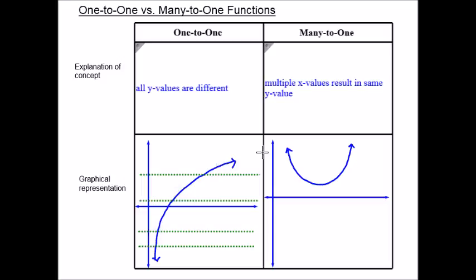If I move over to my second example, as soon as I draw any line that goes through the graph, I've actually crossed twice. I've crossed here and I've crossed here, meaning that 2 x values have the same y value, and I therefore have a many-to-one function.